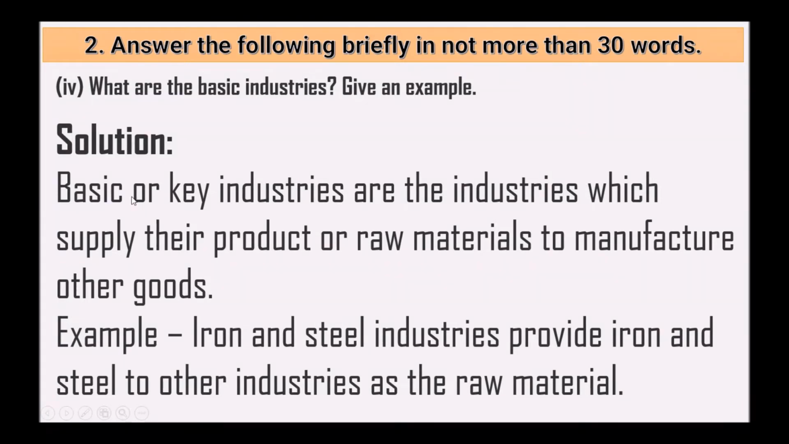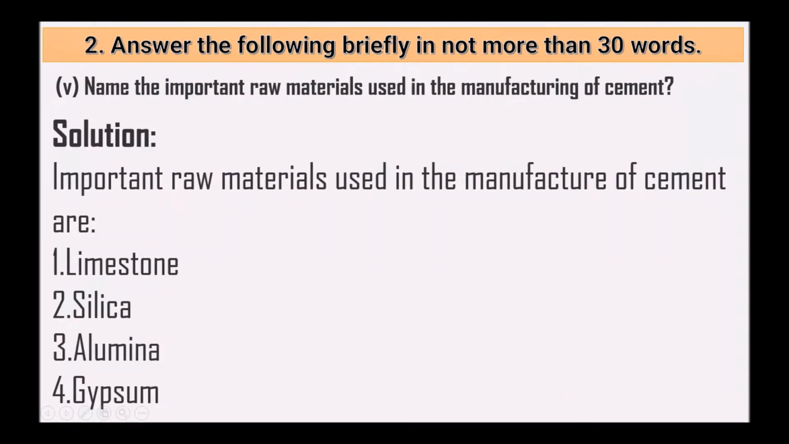Next, what are the basic industries? Give an example. Basic or key industries are the industries which supply the product or raw material to manufacture other goods. For example, iron and steel industries provide iron and steel to other industries as the raw material.